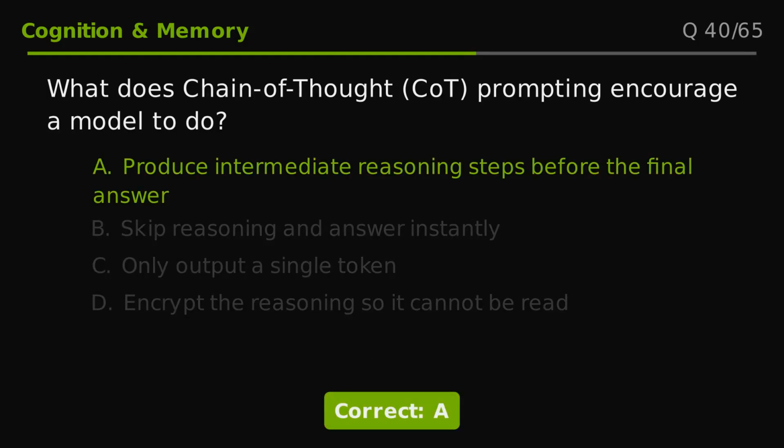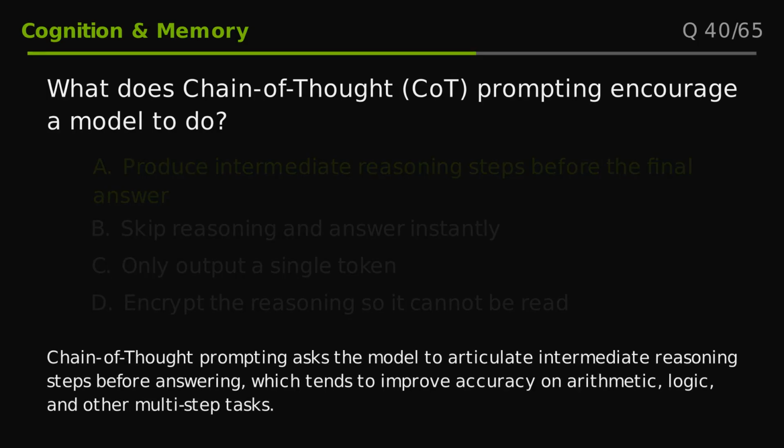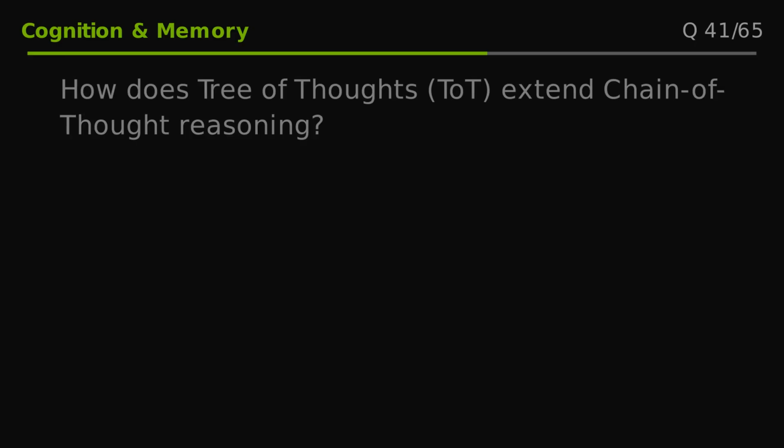The correct answer is A. Chain-of-Thought prompting asks the model to articulate intermediate reasoning steps before answering, which tends to improve accuracy on arithmetic, logic, and other multi-step tasks.